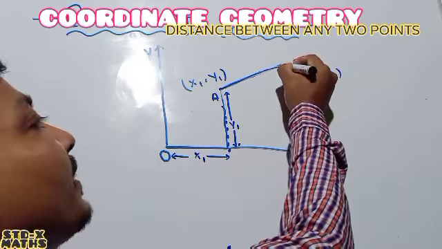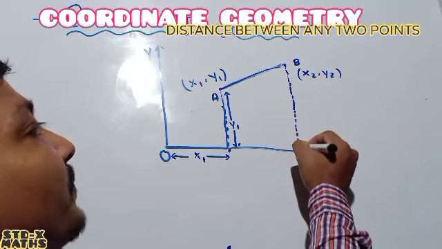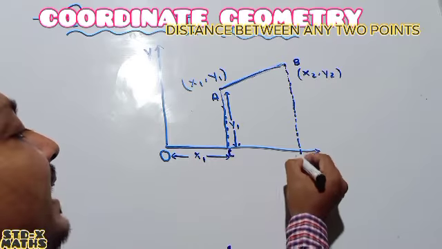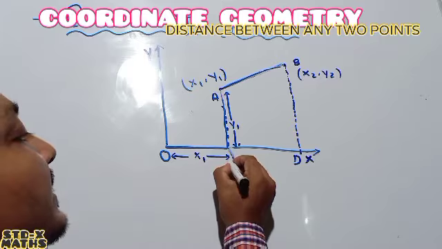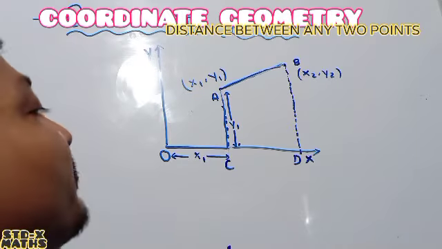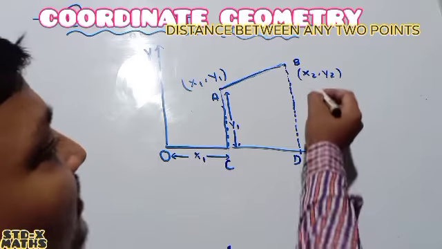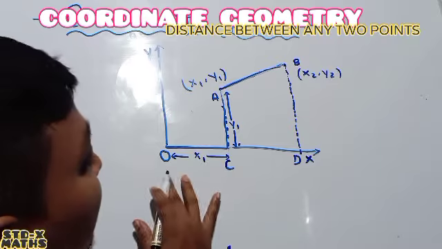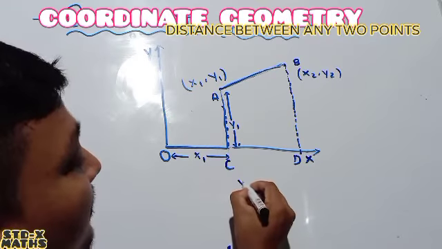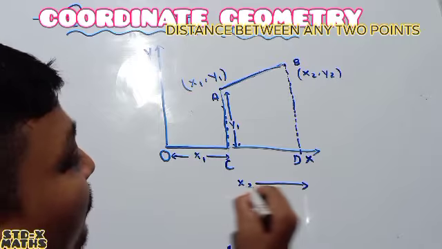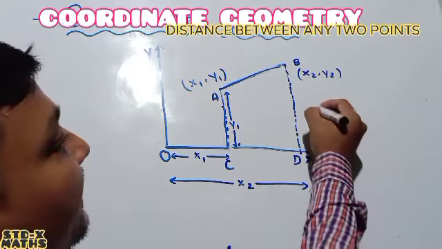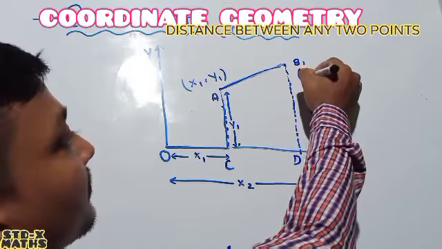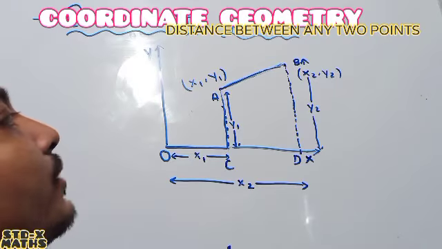See carefully, whenever I join this, it means a perpendicular distance. Suppose I draw the perpendicular, and suppose its name is C and its name is D. The coordinates of B are x2 and y2. So this length is x2, and this length is y2.